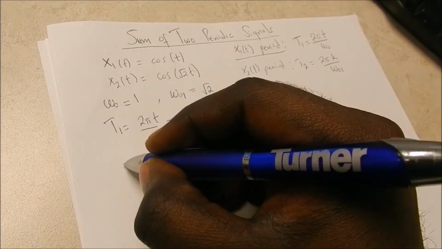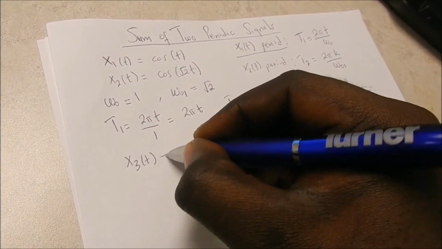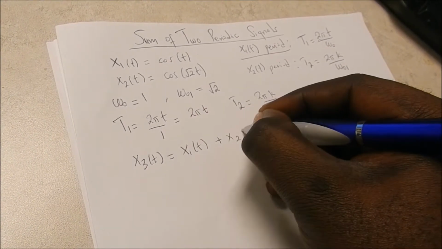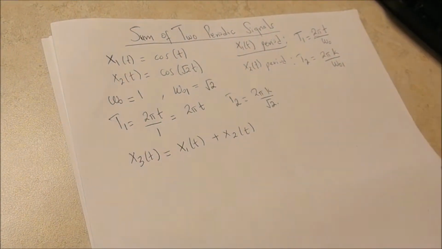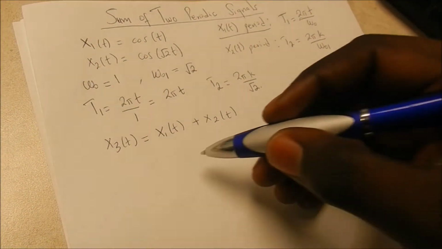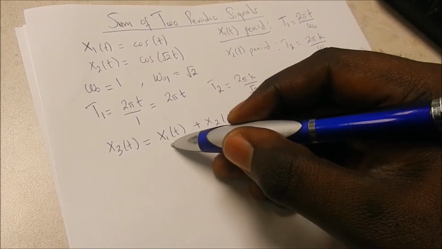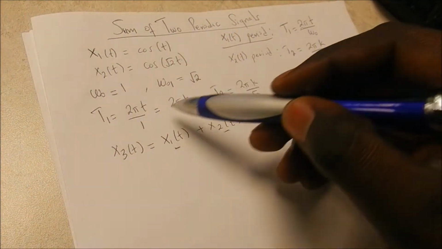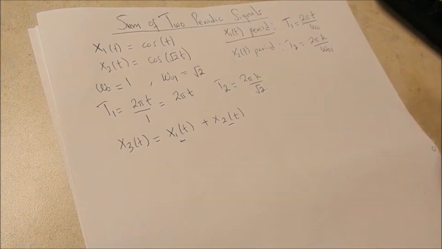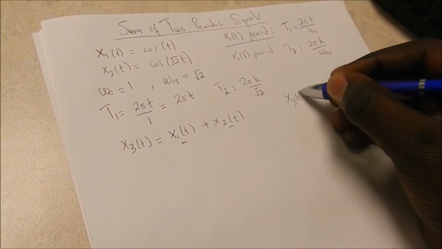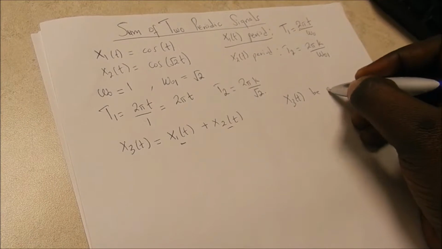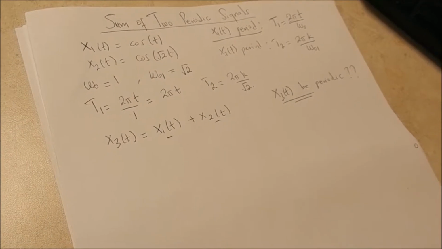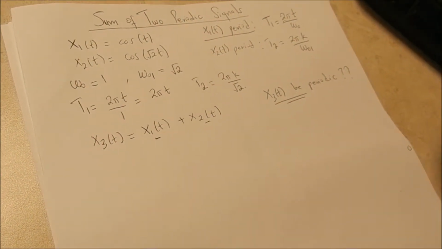So let's say we have another signal, x3 of t, in which you're adding x1 of t plus x2 of t. Now the question that emerges is, since these two signals, x1 of t and x2 of t, are periodic with these periods, will x3 of t be periodic? That is the main question. Will x3 of t be periodic?